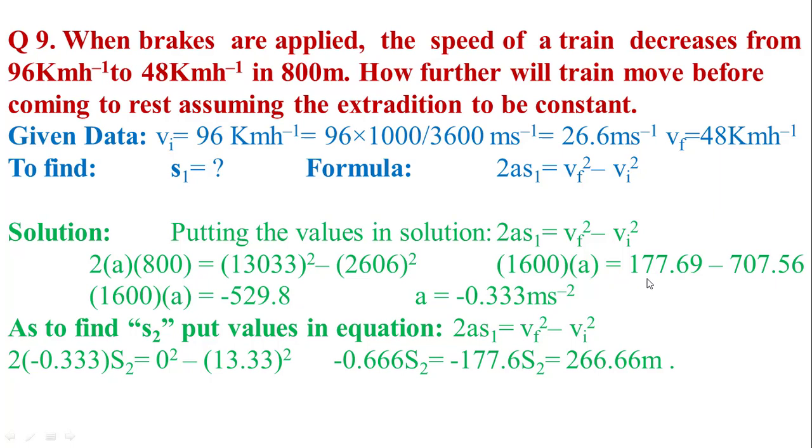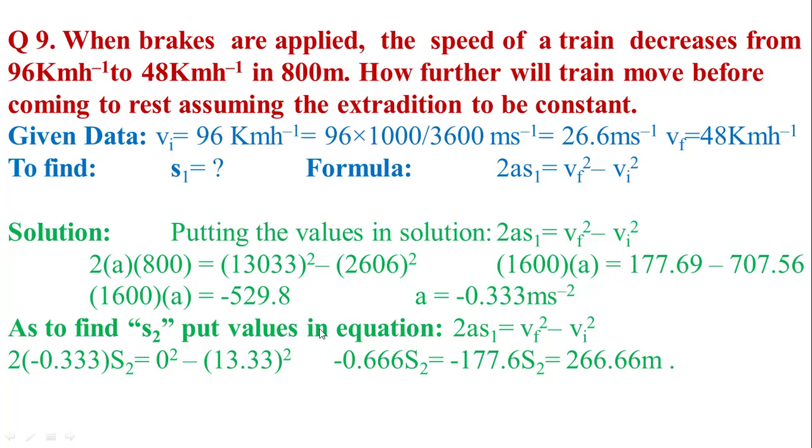13.33 square is 177.69 and 26.66 square is 707.56. Now we write the answer: 1600a is equal to minus 529.8. 1600 is divided, so a is equal to minus 0.333 meters per second square.